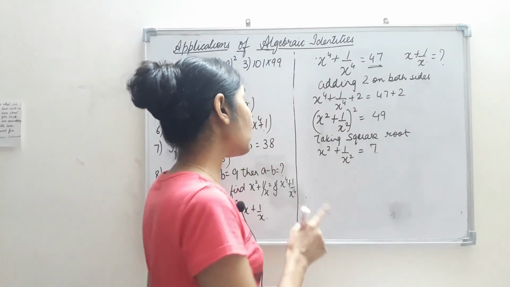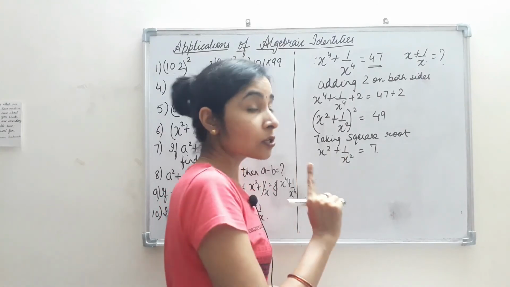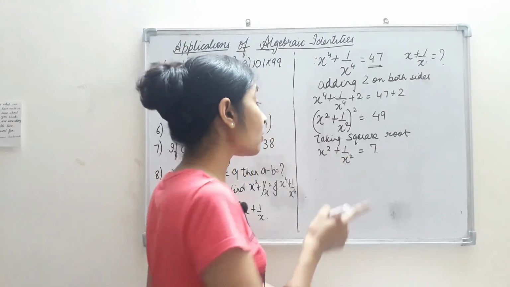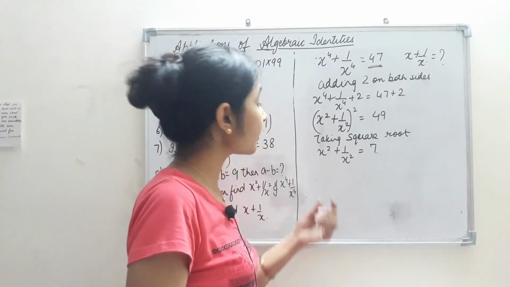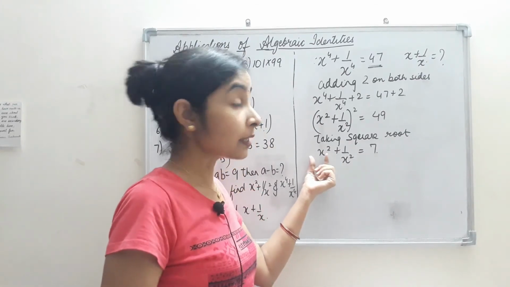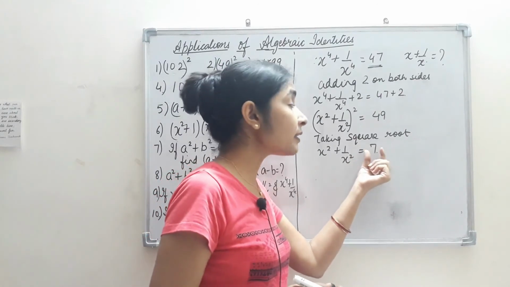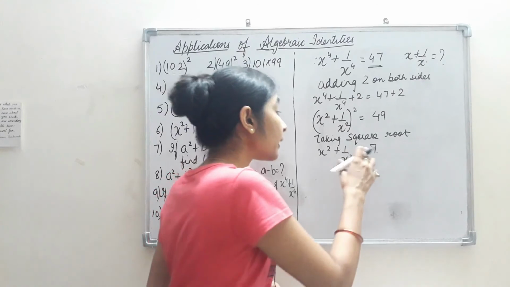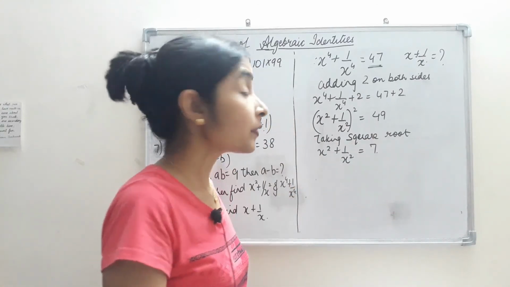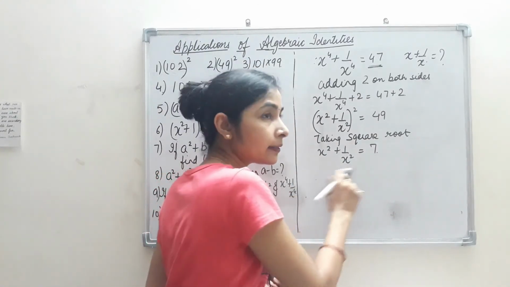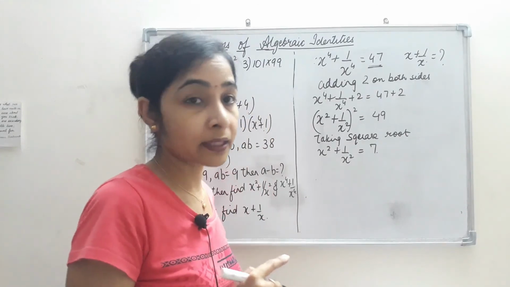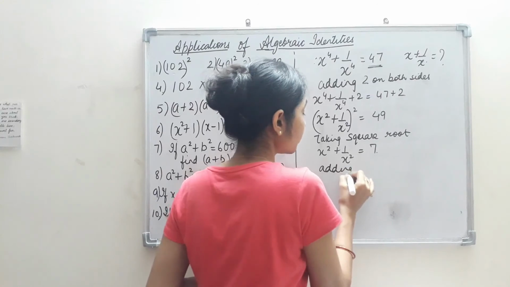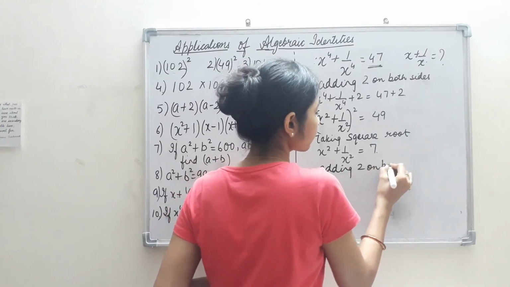Now we need the value of only x plus 1 upon x. So again we'll add 2 on both the sides. Why? Because again we need to take the square root, then only we'll get x here. And to get the square root on the right hand side, I need a perfect square number, and to get it I need 2. Moreover, to make it an identity here, I need 2ab. So again I will add 2 on both the sides.